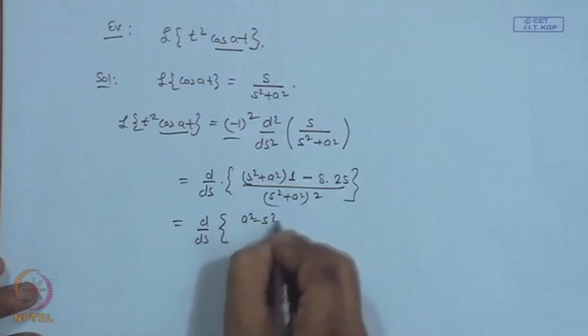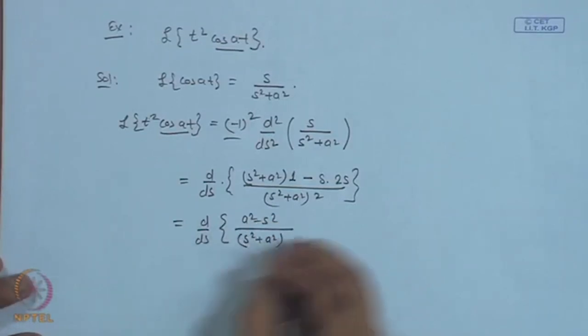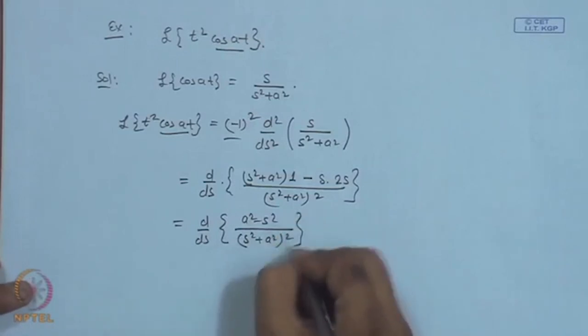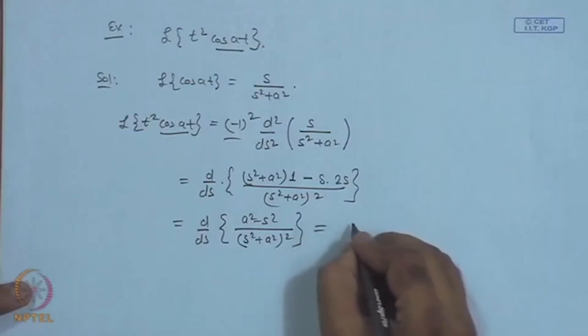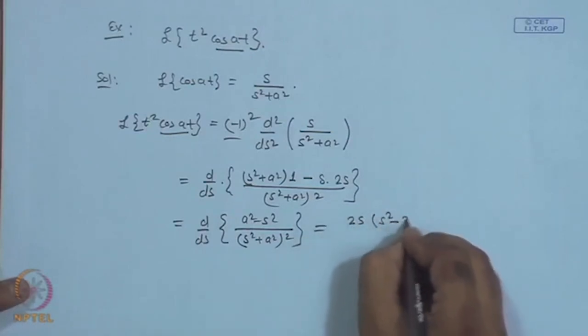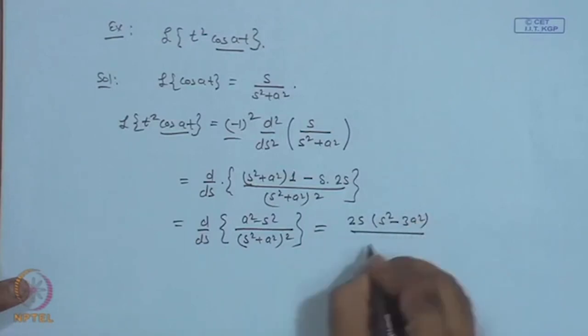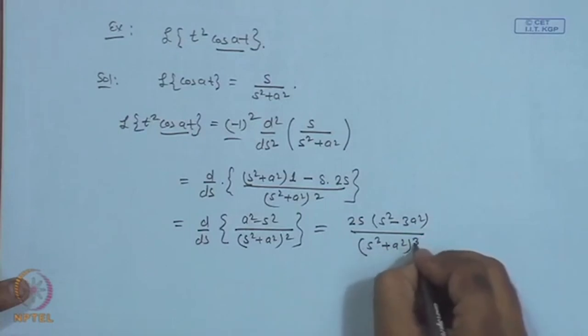So, a square minus s square over s square plus a square whole square. We differentiate this again and we get finally 2s cube minus 6 a square s over s square plus a square whole cube.